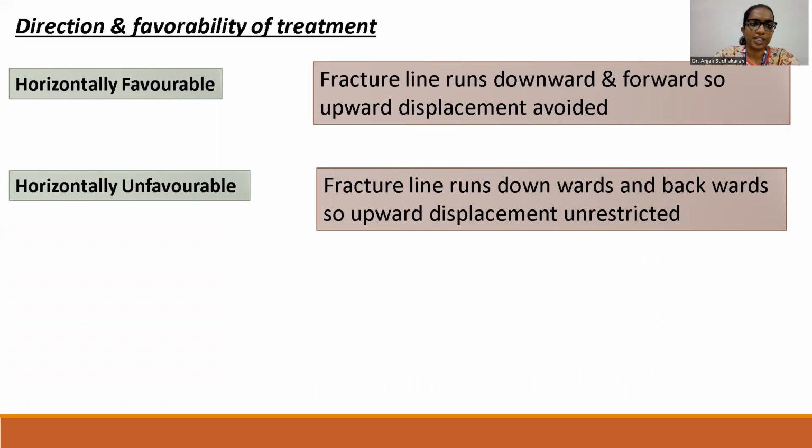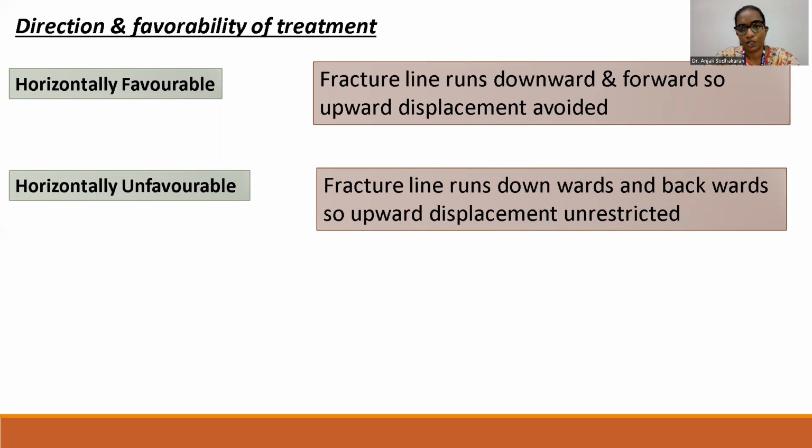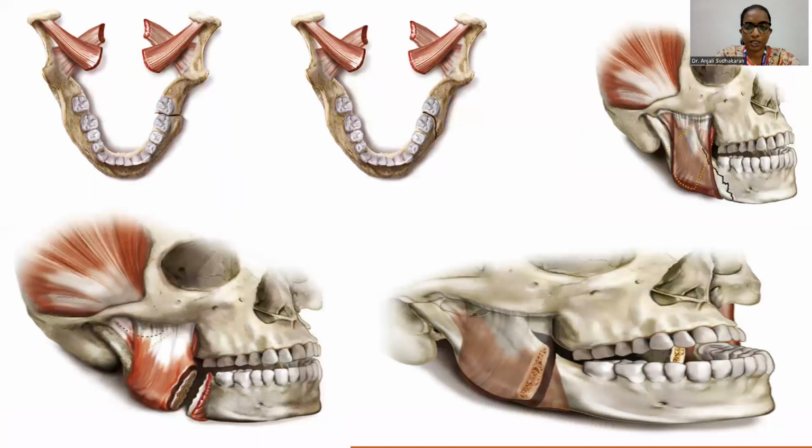Now, according to direction and favorability of treatment, it can be a horizontally favorable fracture or a horizontally unfavorable fracture. In a horizontally favorable fracture, the fracture line runs downwards and forwards, and there is no upward displacement of the segment. So, the fracture is such that there is no displacement of the two segments. That is a horizontally favorable fracture. A horizontally unfavorable fracture means that the fracture line is running downwards and backwards, and an upper displacement of the posterior segment is seen.